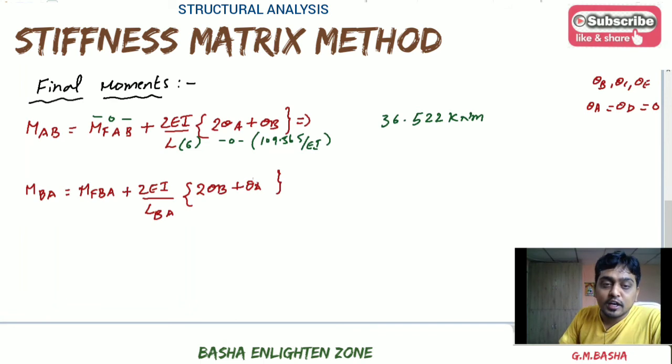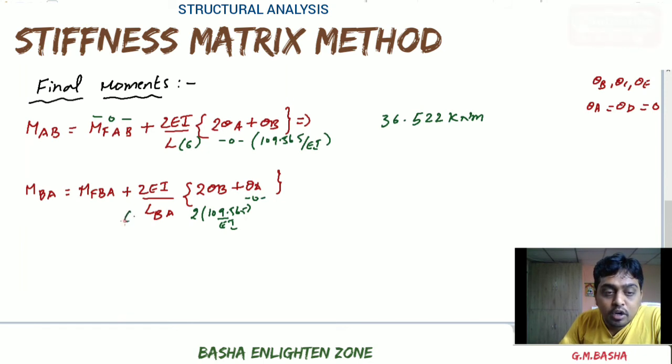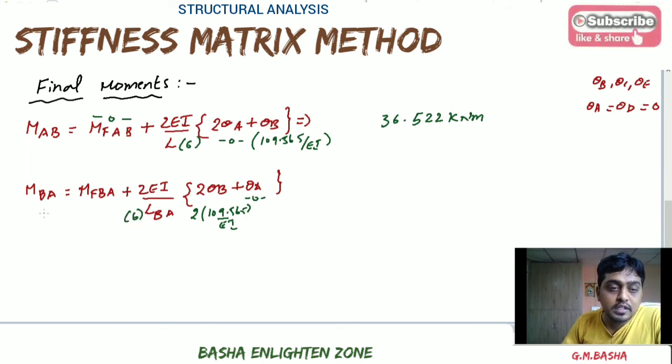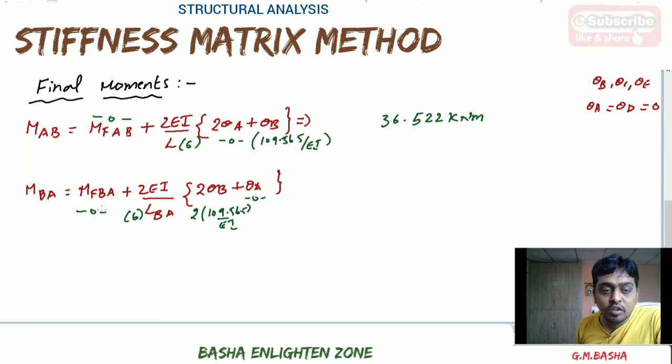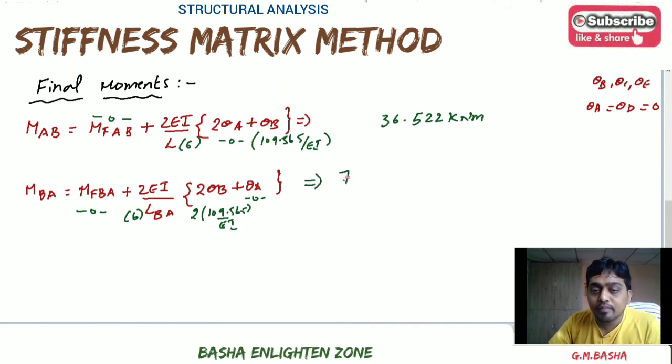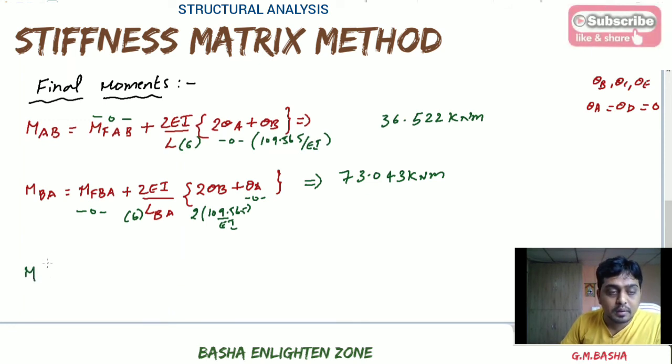In the same way, theta A will be equal to 0 here, and what about theta B? Already I told you, 2 times the slope value 109.565 divided by EI. Again 2EI by length of this particular span BA or AB will be equal to 6. Fixed moment BA will be 0 because of the no loading conditions. So substitute all the values and simplify directly. You will get 73.043 kilonewton meter.